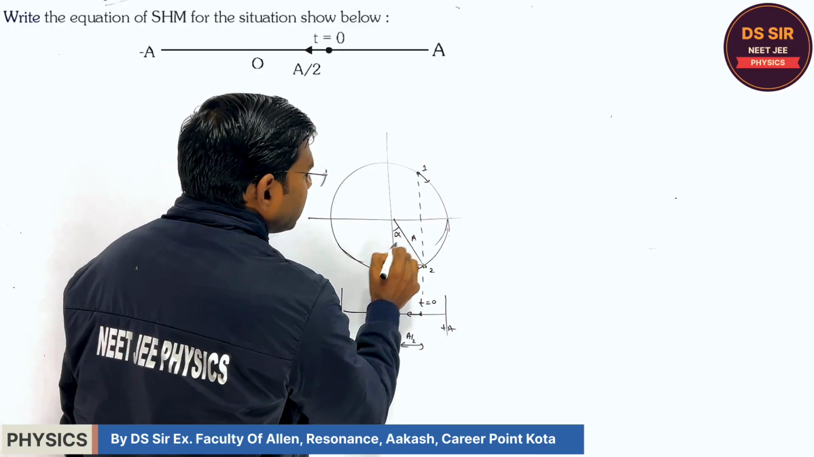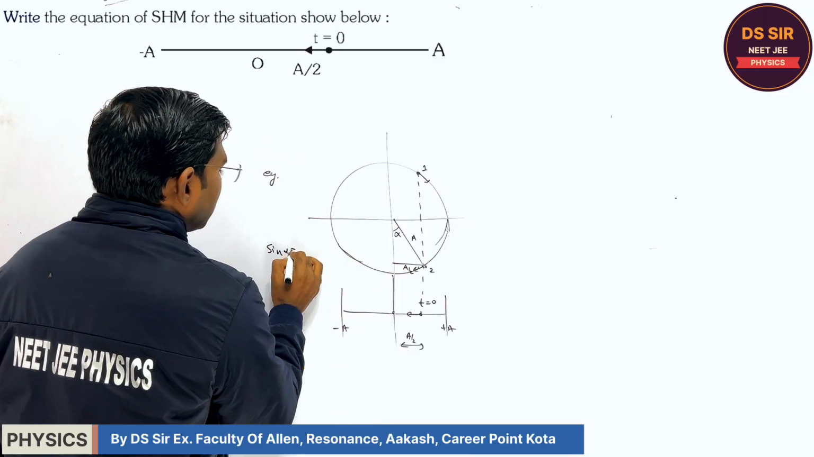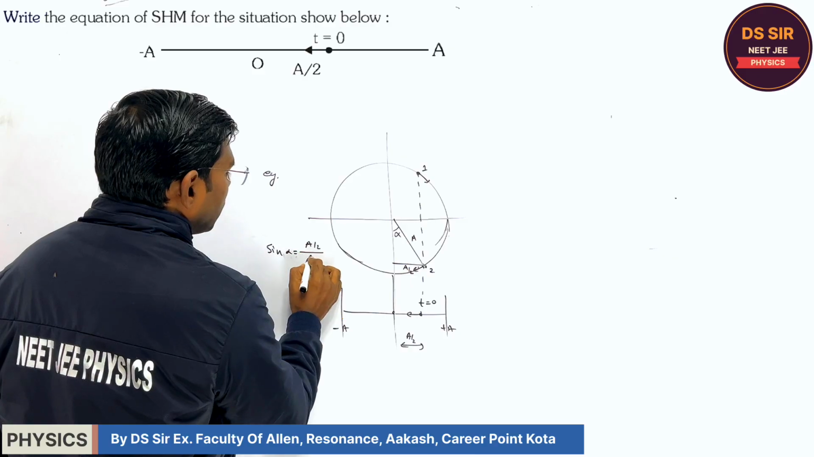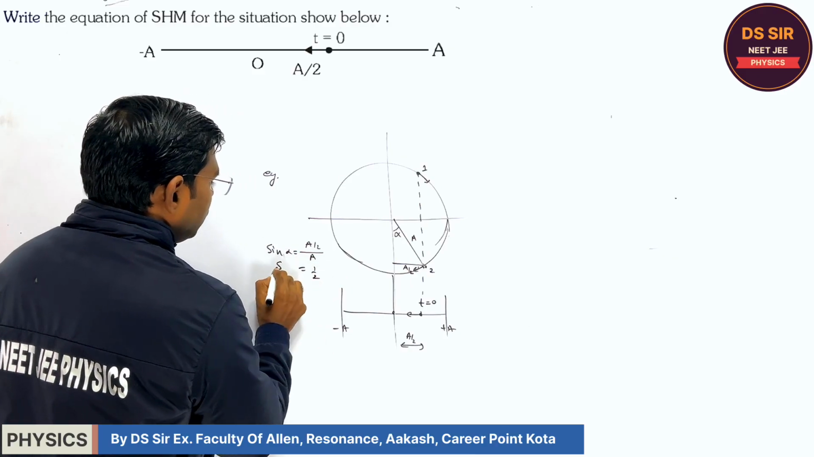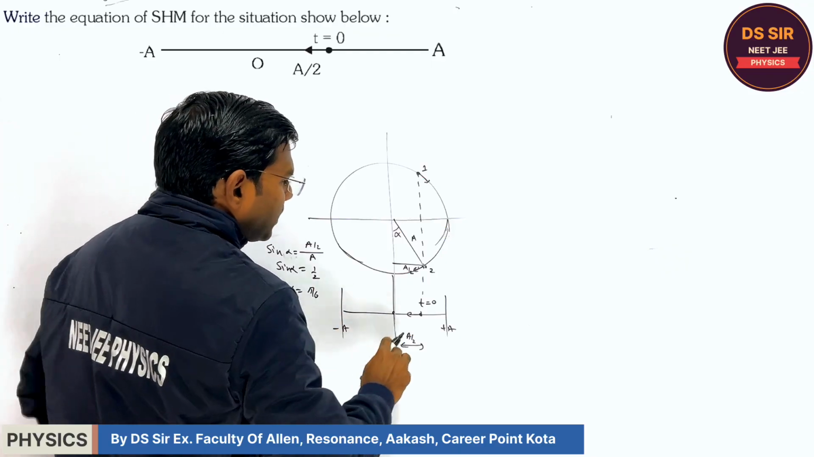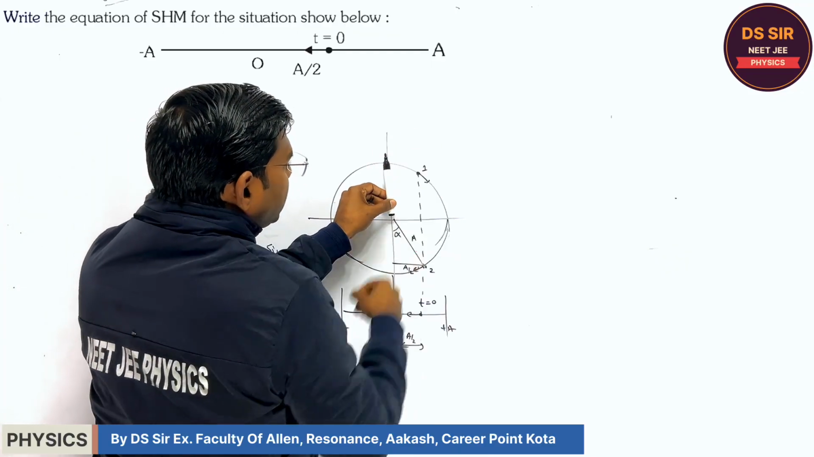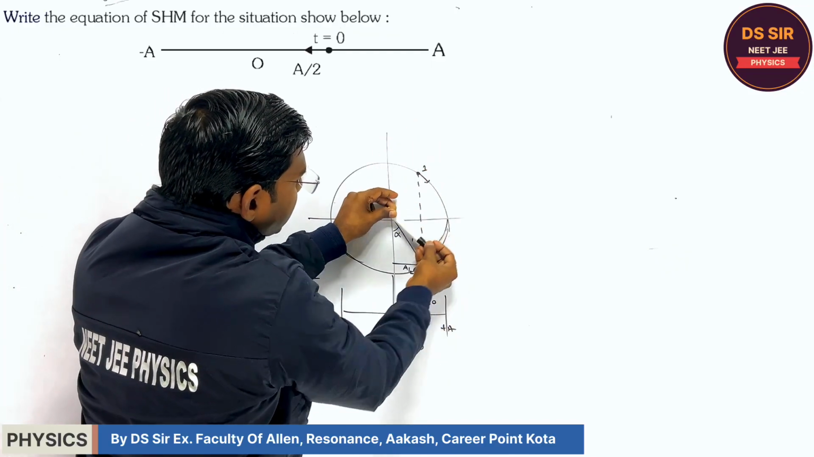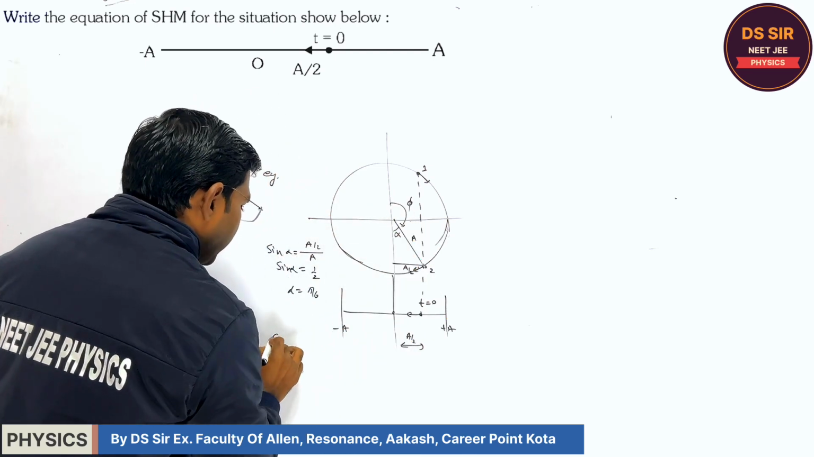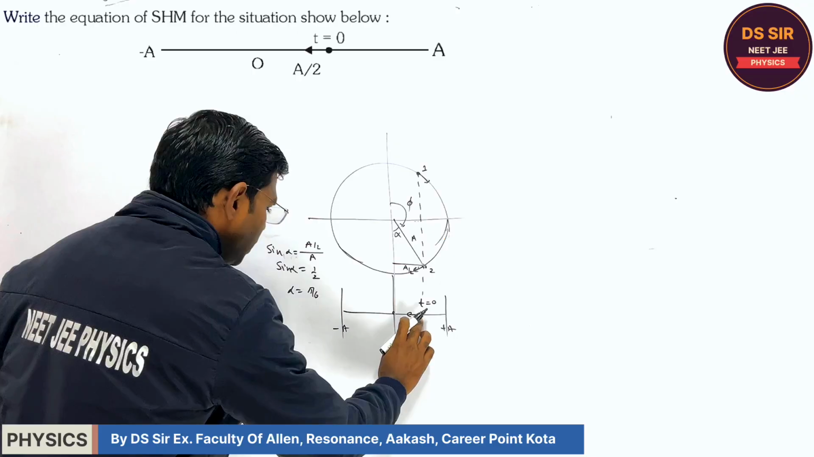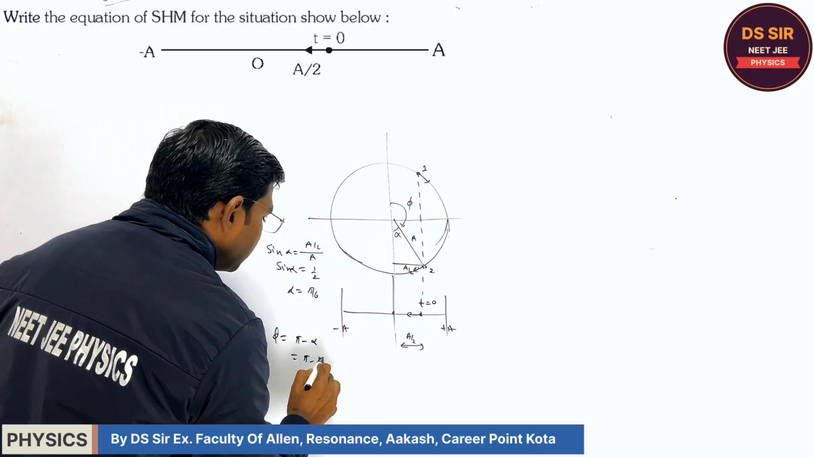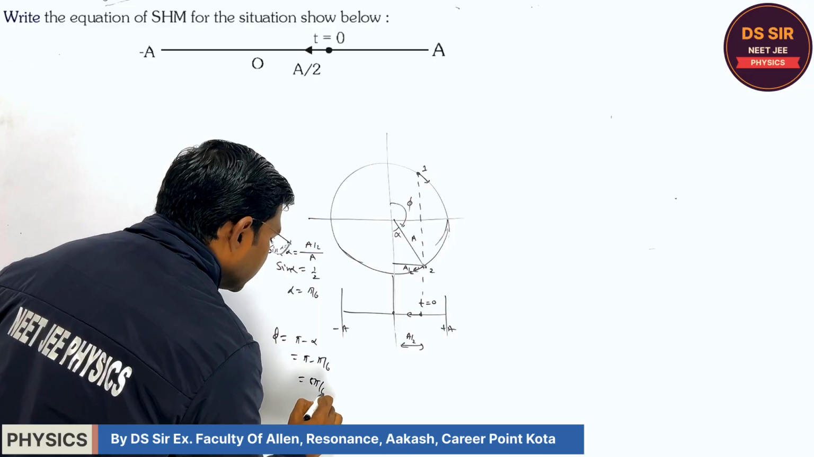So what is this angle? Sin alpha is equal to what? Perpendicular upon hypotenuse. It is 1 by 2. So sin alpha is equal to 1 by 2, alpha is equal to pi by 6. But the phi is what? It starts from here. This angle you have to rotate. So this is the phi. So what is the value of phi? At t equal to 0, the initial phase of this is pi minus alpha. Pi minus pi by 6. The answer is 5 pi by 6.